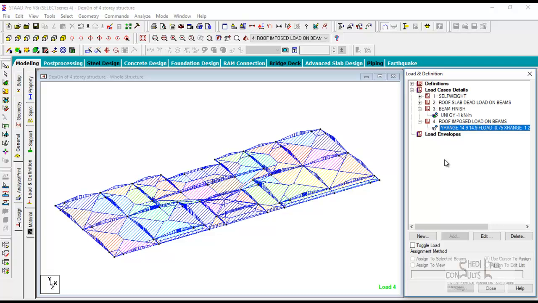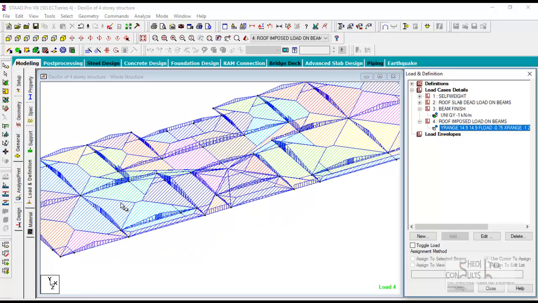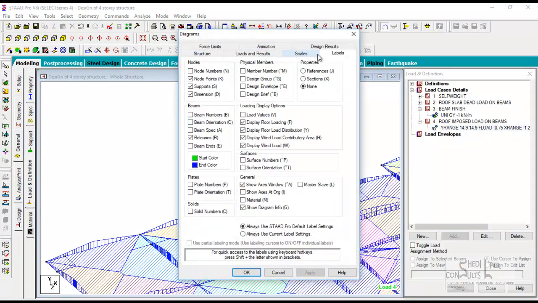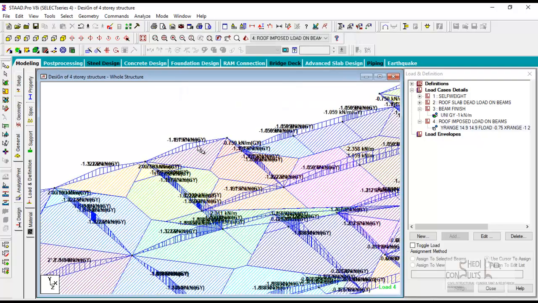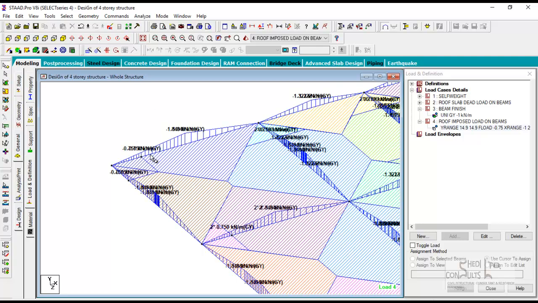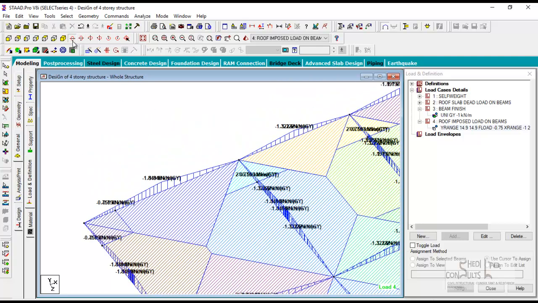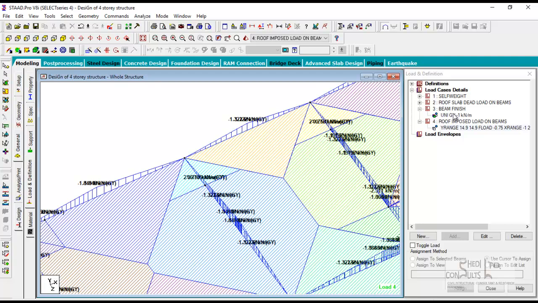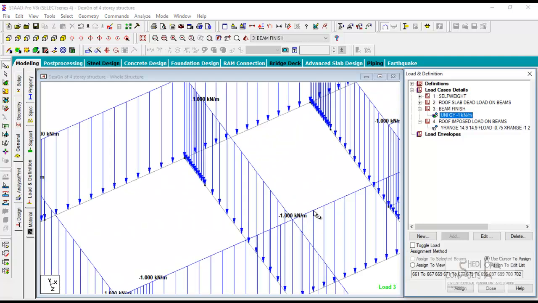Now is the roof imposed load on the roof beams. If you want to see the intensity of these loads, it's simple. What do you do? Right click, label, load values, apply. With this you can see the intensity of the various loads on the structure. It appears to be, so you can see this is 1 kilonewton per meter.